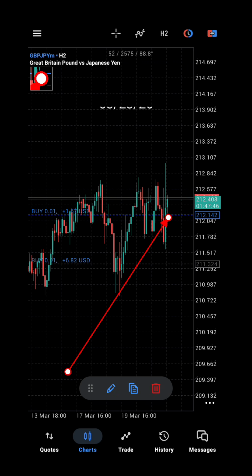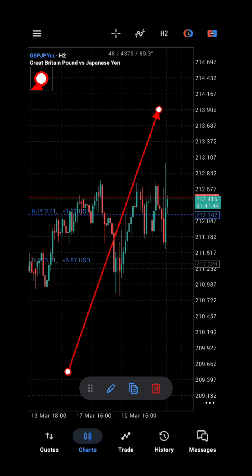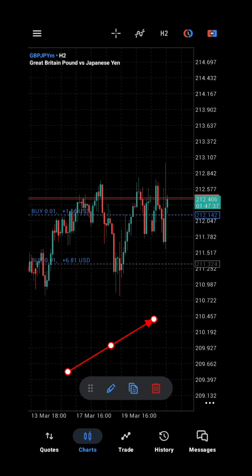So potentially I see price going all the way up to 214. Yeah, so we're just holding. Let's see how this position plays out.